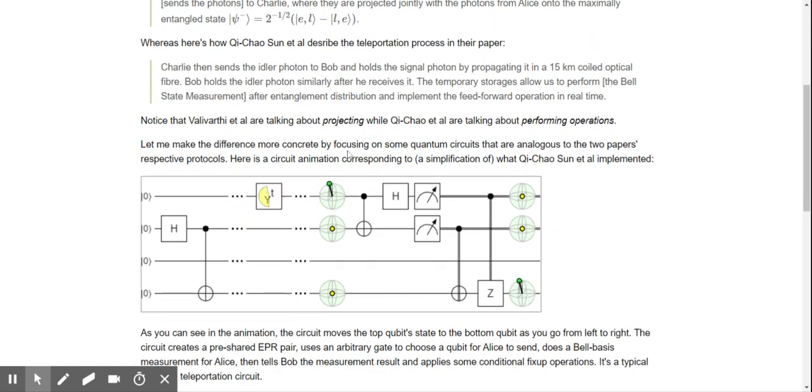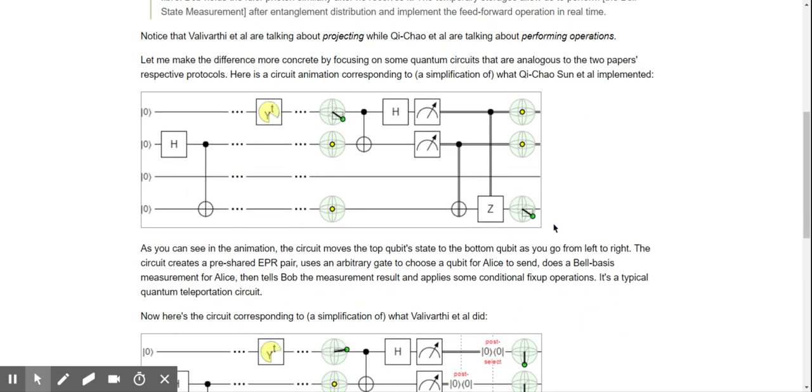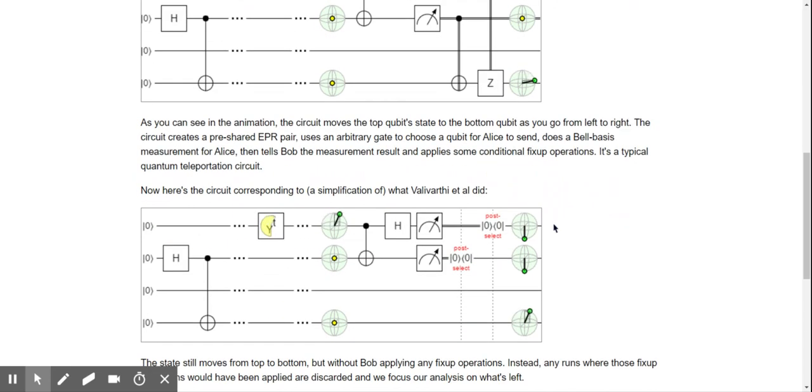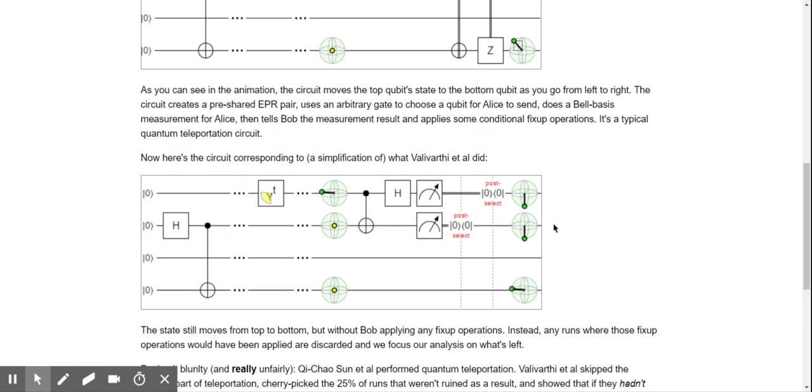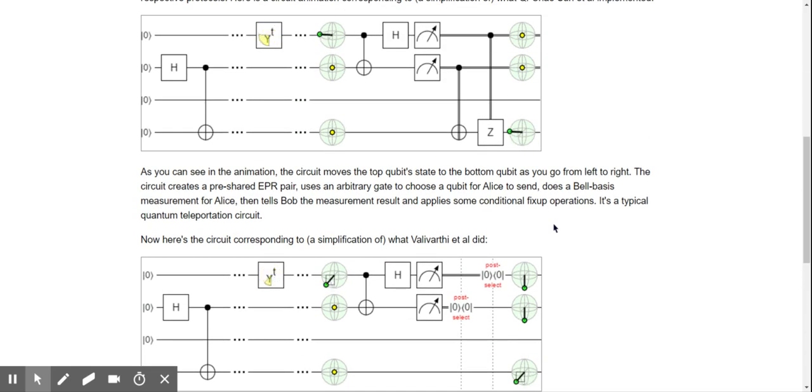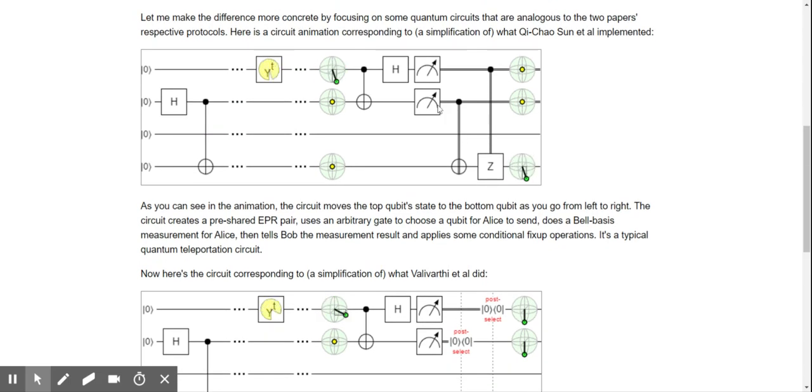Let me make the difference more concrete by focusing on some quantum circuits that are analogous to the two papers' respective protocols. Here's a circuit animation corresponding to a simplification of what Ki Chao San et al. implemented. It's more the traditional one, the one that I've seen, where those operations are conditioned on the measurements.